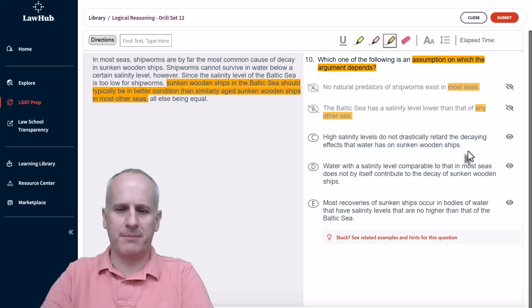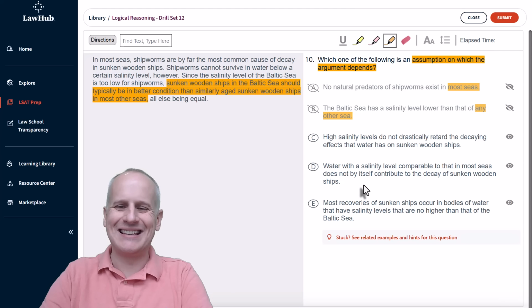We're talking about salinity levels. We're talking about the decaying effects. At the very least, I have to hold on to C. If you recognize that this is the right answer, you can select it now and move much more briskly through the remainder of the answer choices. But at the end of our process here, we will use a tool that you might remember that is only applied to assumption tasks. But we'll leave C open for now and move on to D.